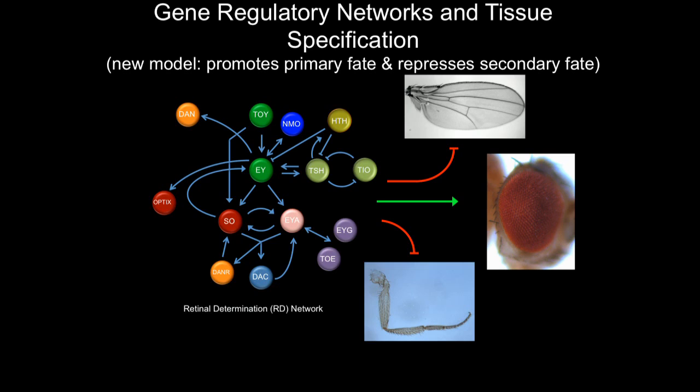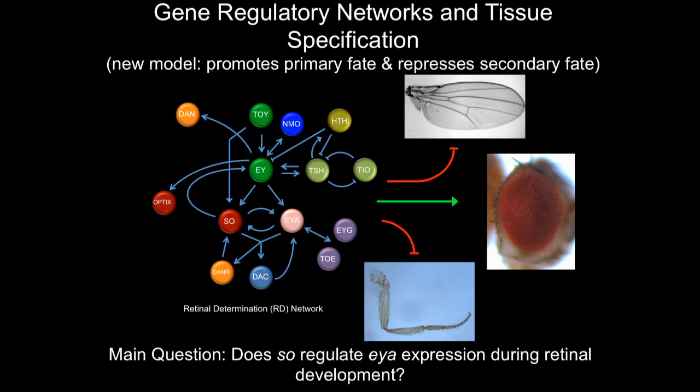So understanding the regulatory interactions between members of a GRN as well as with members of other GRNs would be critical for understanding how this process of promoting a primary fate and repressing a secondary fate is actually achieved. So much of the work in our lab focuses on refining the regulatory relationships that have been observed for the RD network. And so with that in mind, for my talk, I'm going to focus on the very specific question of whether the retinal determination gene sine oculis regulates eyes absent during retinal development.